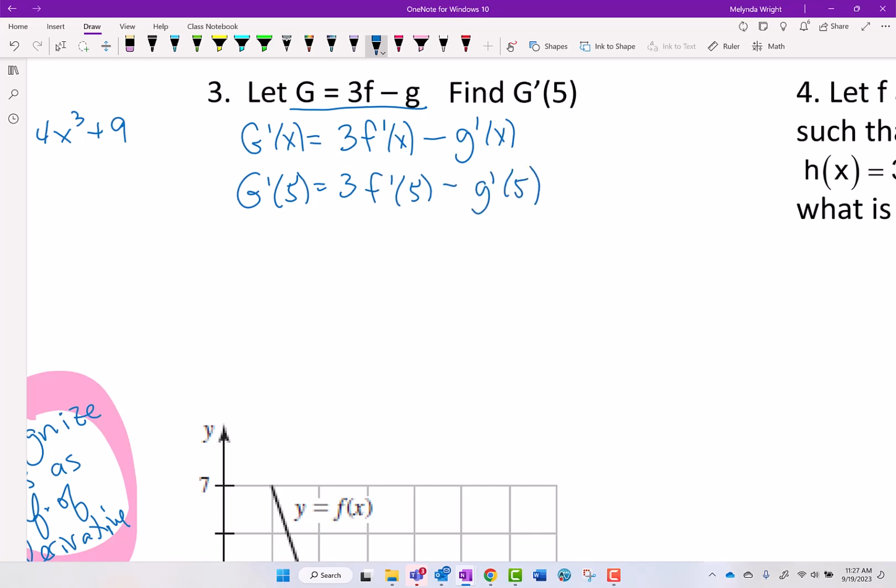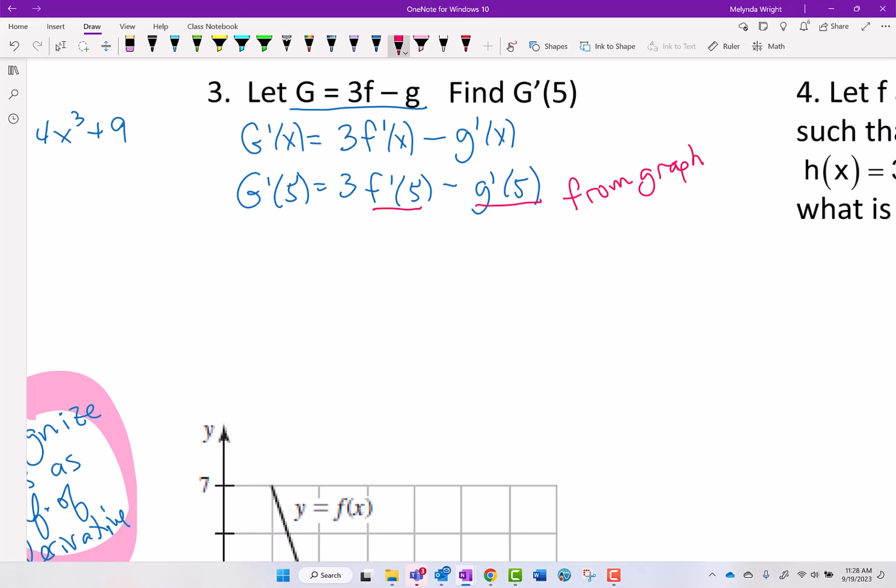I want to pause there for just a moment. So are we all okay? I found g prime, and then I plugged a 5 in. Okay, now my job is going to be to get these values from the graph. That's where I'm going to find them.